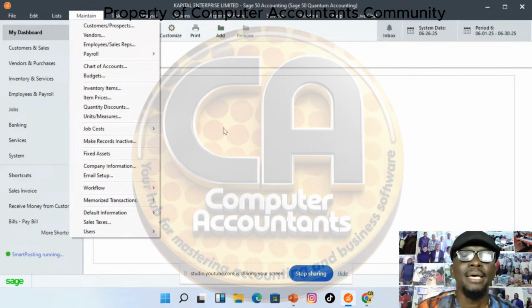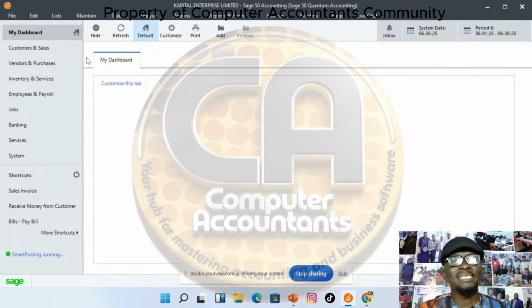Okay, good. Now, by my left hand side, look at the rectangular bar there. Look at that rectangular bar that is gray in color. It's called the navigation bar. So it's showing you my dashboard. You can see my dashboard is empty. I'm sure most of you have installed yours, and your dashboard will have something.